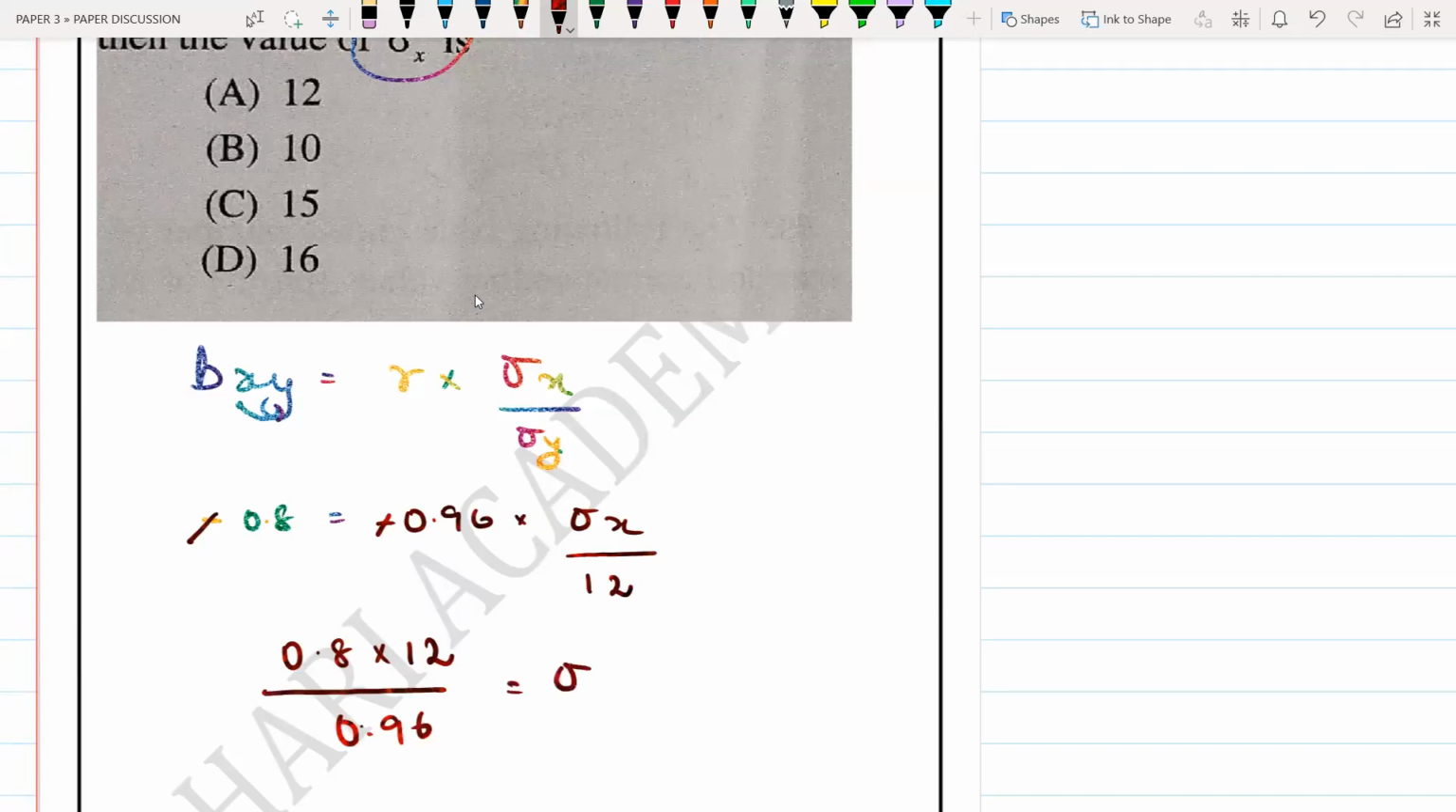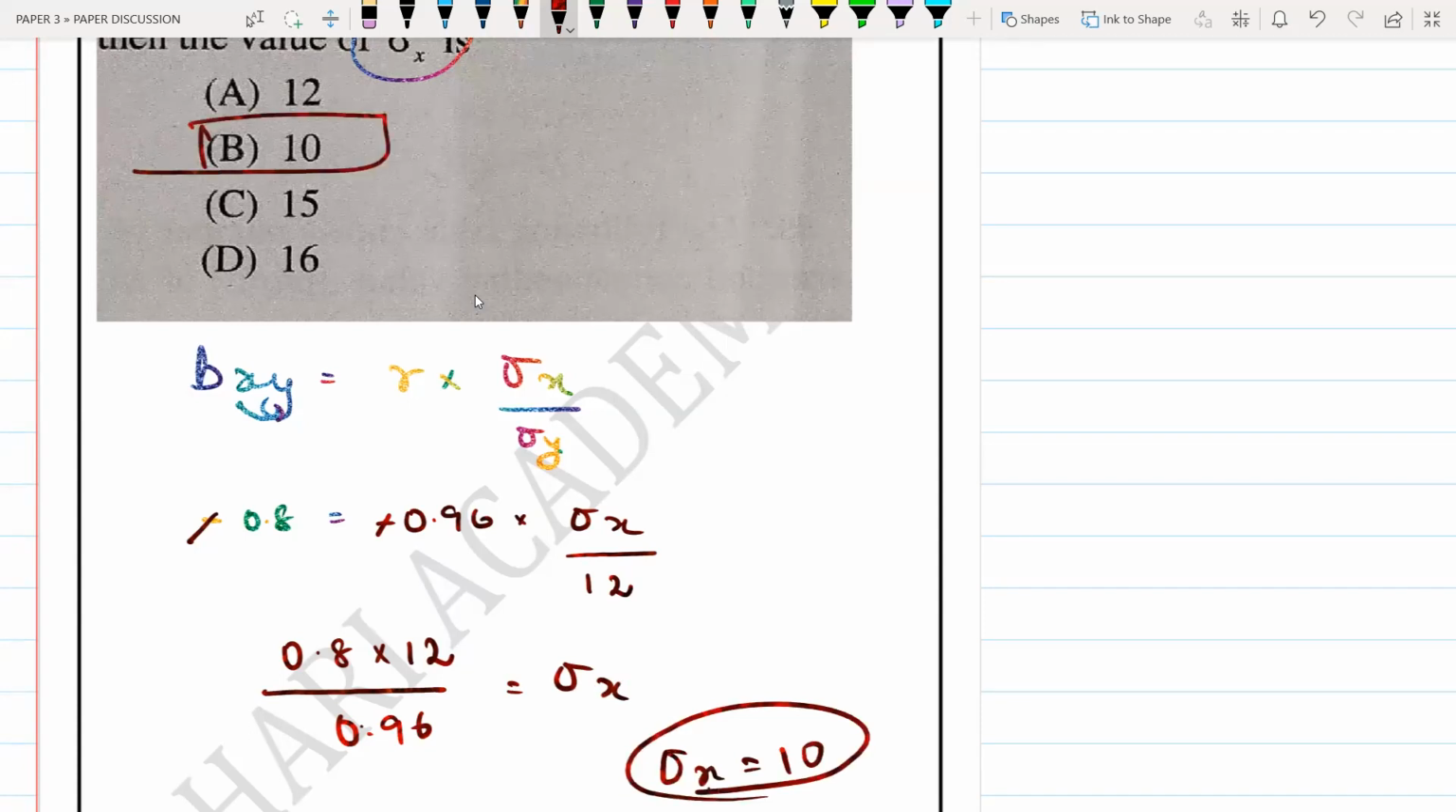0.96 equal to standard deviation of x. 0.8 into 12 divided by 0.96. My standard deviation of x is equal to 10. My final value is going to be option B.